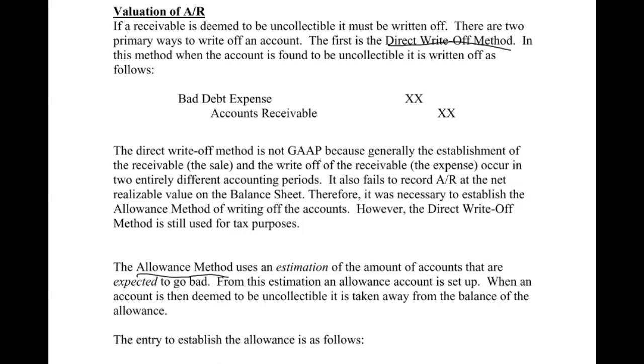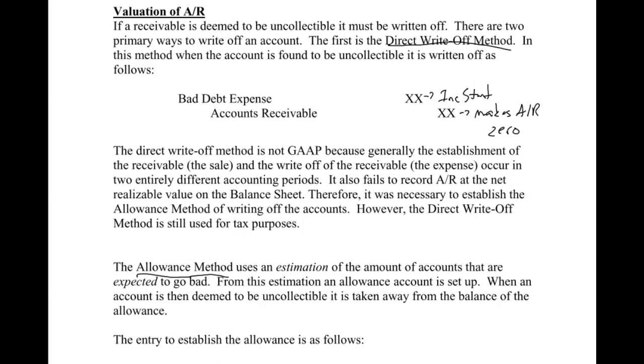So this is the direct write-off. When we find an account to be uncollectible, it is written off with this journal entry right here. Bad debt expense would go to the income statement as an expense, and the accounts receivable, like I was saying, makes their individual AR account zero. It writes it off. So that credit to accounts receivable reduces that account to zero.